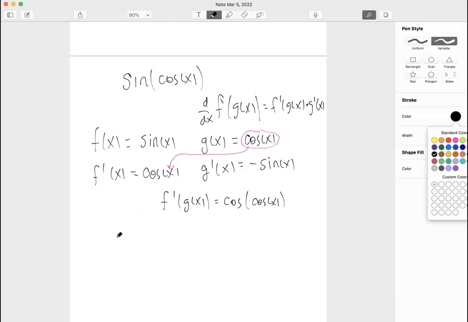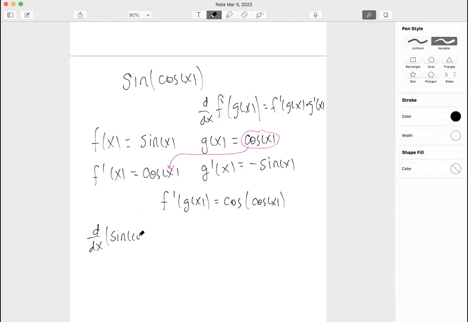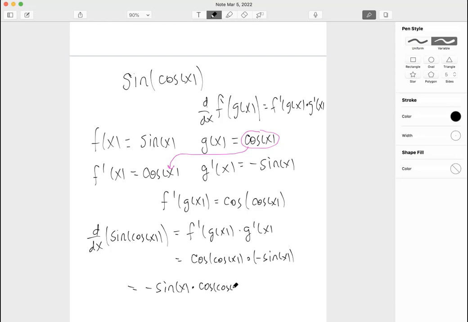So our formula for the derivative is f prime of g of x times g prime of x. So it's cosine of cosine times negative sine. So negative sine times cosine of cosine.